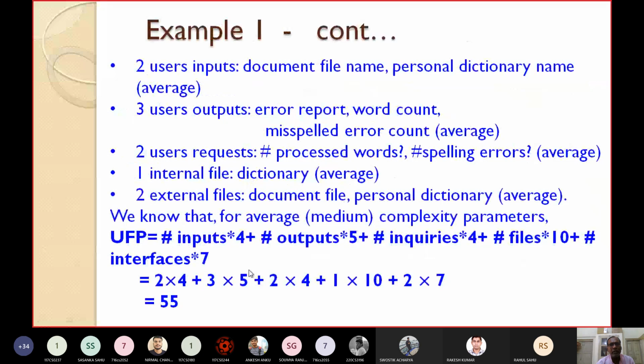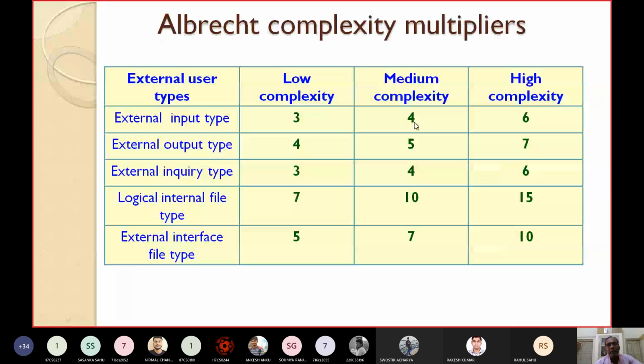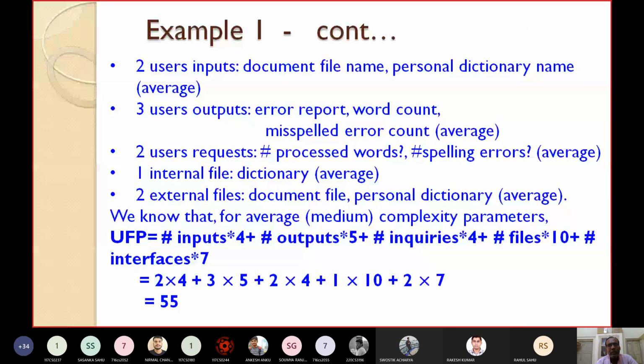So 2 into what is the complexity value? 4. How many number of outputs? 3. What is the complexity value for output? For medium it is 5, isn't it? For medium complexity it is 5. So that we will do here. See? So 2 into 4 we have taken, because 2 number of inputs and complexity is 4. Then how many outputs? 3. Complexity is 5. I have already told you. How many queries? 2. And what is the complexity?